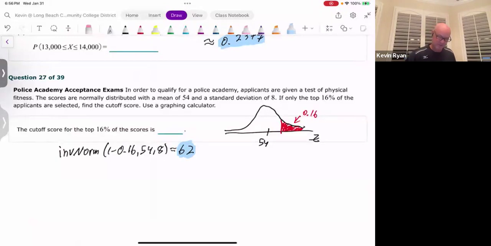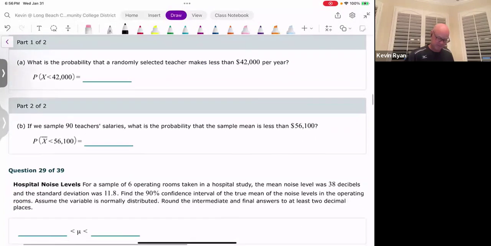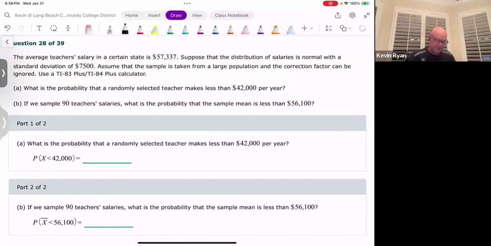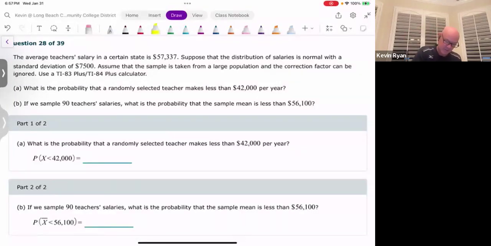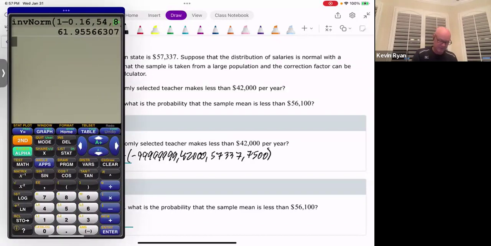And the last one for tonight is going to be problem number 28. The average teacher's salary in a certain state is $57,337. Suppose the distribution of salaries is normal with a standard deviation of $7,500. Okay, part A. What is the probability that a, meaning one, randomly selected teacher makes less than $42,000 a year? So this is going to be normal CDF, and that's going to be negative a bunch of nines for this one. And because it's only one, our standard deviation does not get messed with.